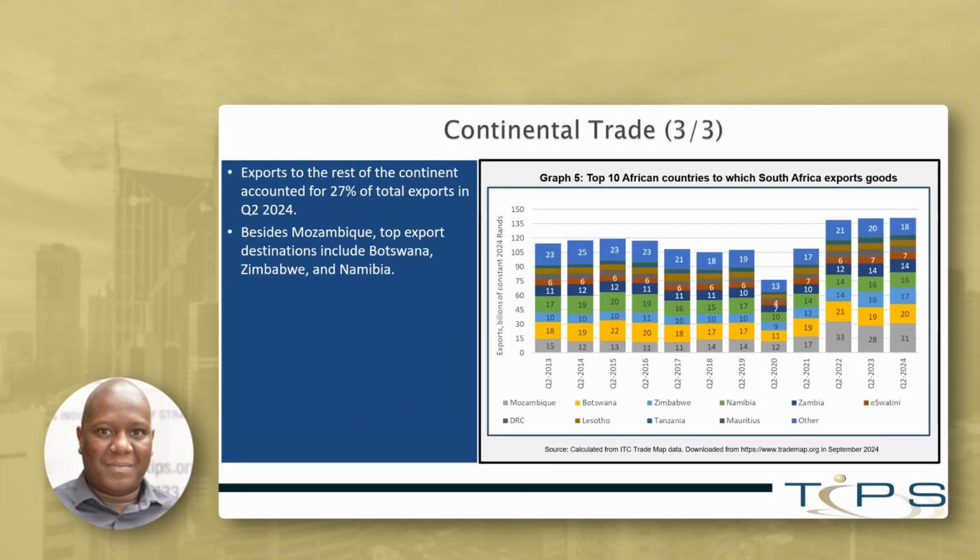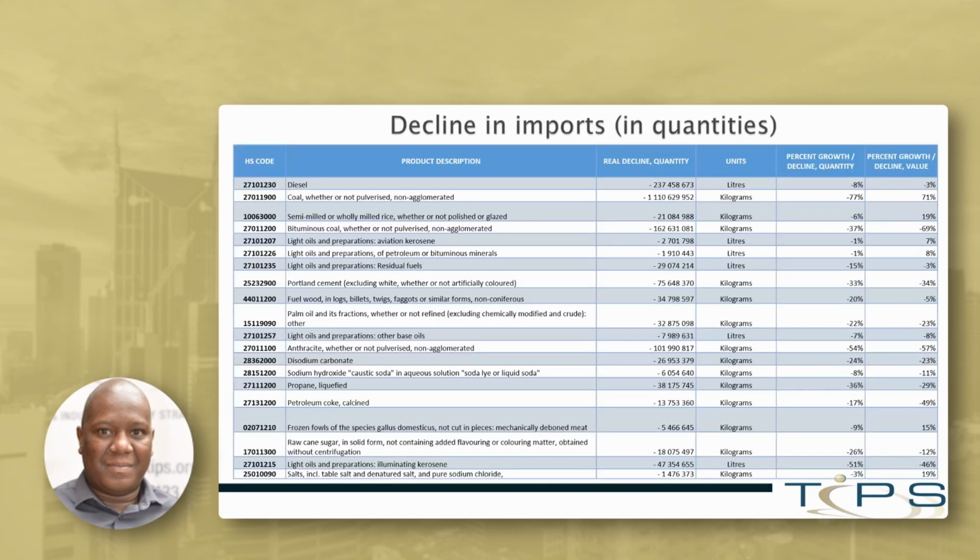Looking at the top 10 African countries which South Africa exports goods to. Exports to the rest of the continent accounted for 27% of total exports in the second quarter. Besides Mozambique, the top export destinations were Botswana, Zimbabwe, as well as Namibia. Okay, let's look at the decline in imports. So look at the decline in imports in quantities.